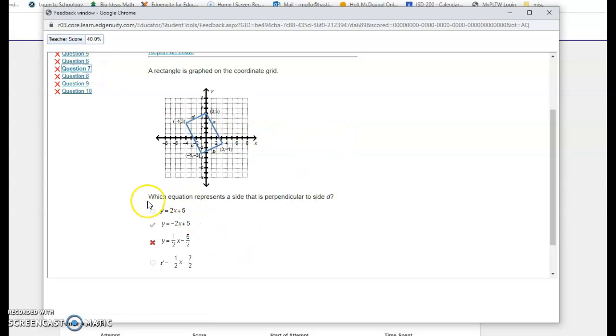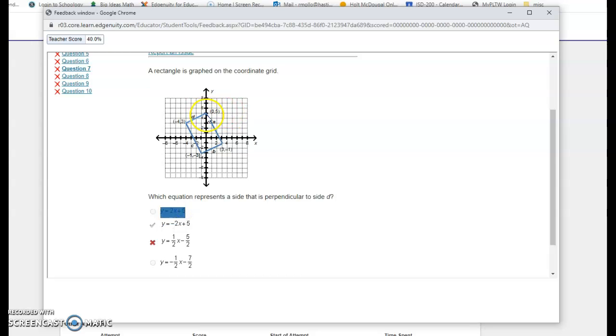Same thing here, we're looking for an equation that is perpendicular to side D. So D is here. We're either talking about line A or line C. And this time we're actually going to be talking about line A. It really helps here that line A tells us where the y-intercept is. It's crossing at 0, 5. So we're looking for something that has a 5 at the end. Now we're down to this one or this one.